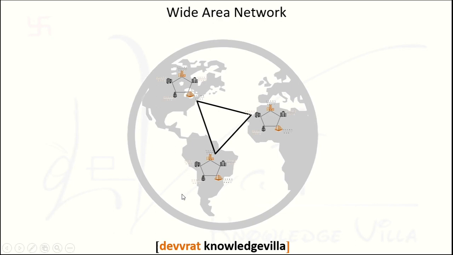So hope you are understanding very well. The categories of networks are local area network, then metropolitan area network, and then wide area network. In our next session, we will discuss the comparison of LAN, MAN and WAN.